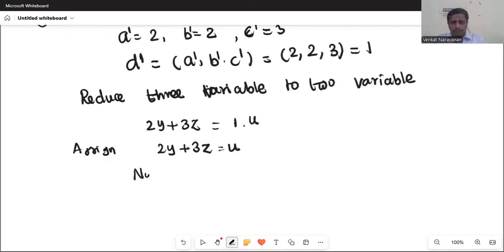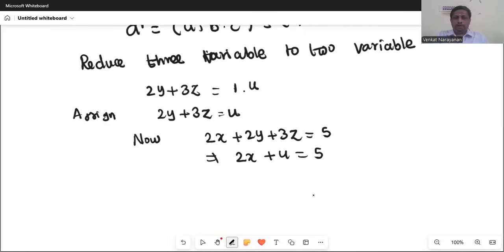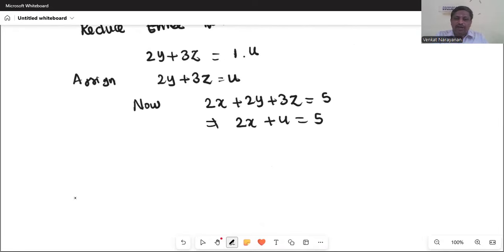Now the equation 2x plus 2y plus 3z equal to 5 changes into 2x plus u equal to 5. Now, for solving the two variables, x and u, we find the initial solution.